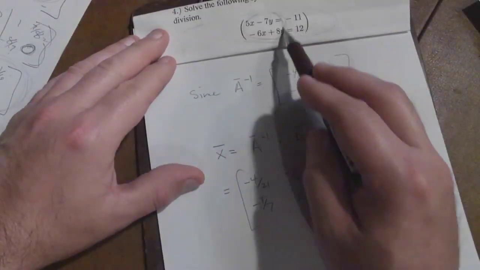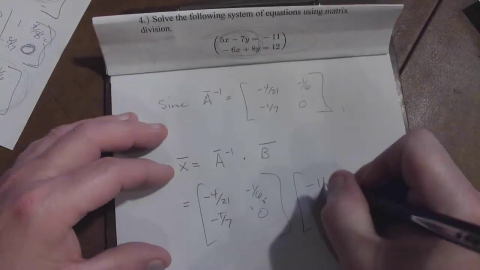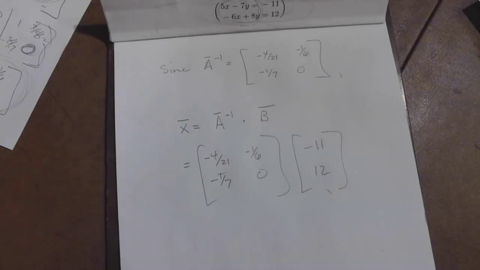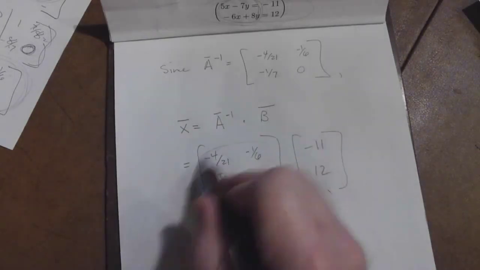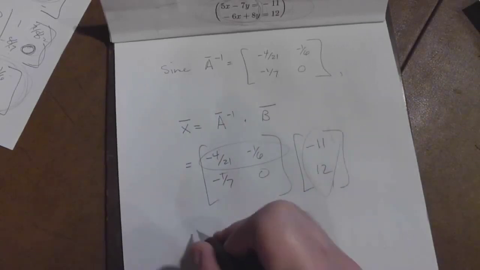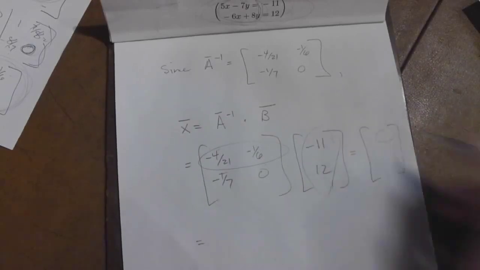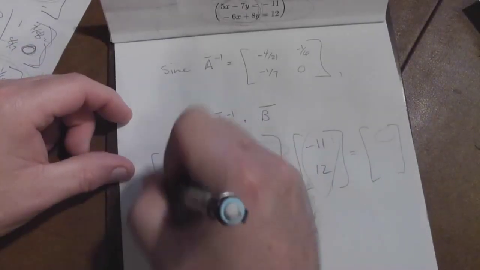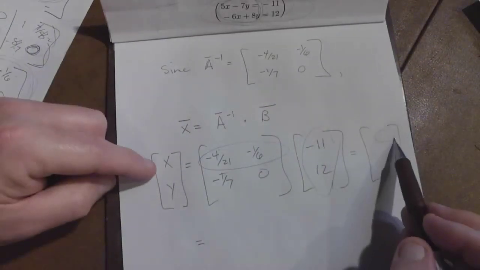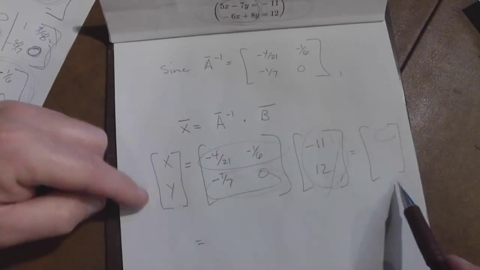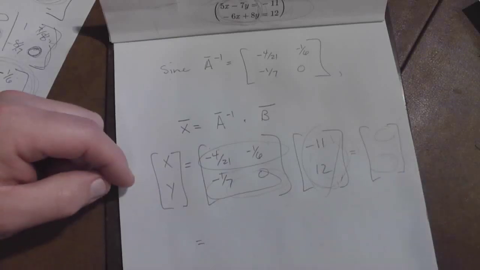times the matrix B. Now B is the matrix that comes from this right-hand side. That'd be negative 11 over 12. Right? Where if I consider now the solution to this system, we do the row column multiplication seen here, and that's going to give me this result in my values for X and Y, respectively. My value of X. And then when I do the row column multiplication seen here with the second row column, that's going to give me this result seen here for my y value.